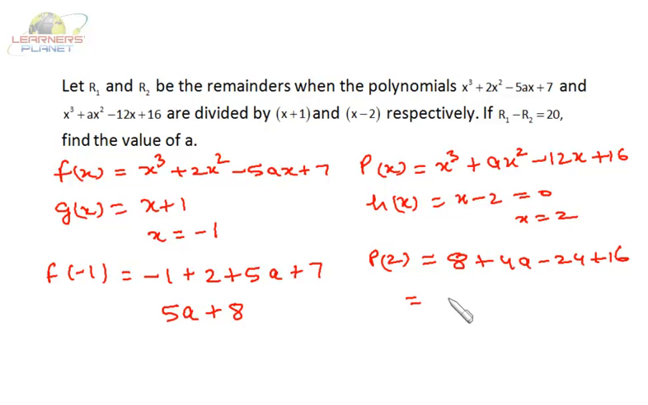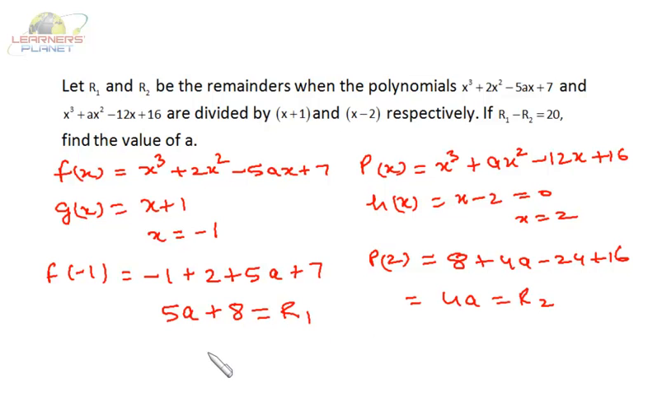So it's 4a minus 24 plus 24, that is 0. So it's 4a only. Okay. Now, according to the question, this remainder is r1 and this is r2. And what relationship is given? r1 minus r2 is 20. Okay. Now let's put the value of r1 and r2 over here.